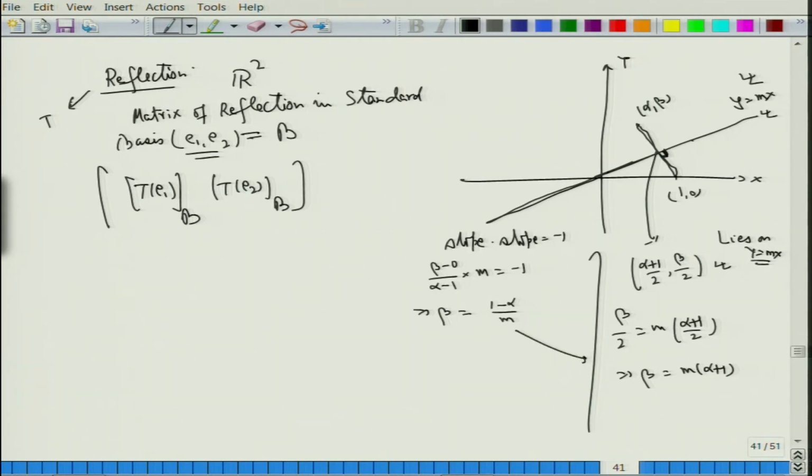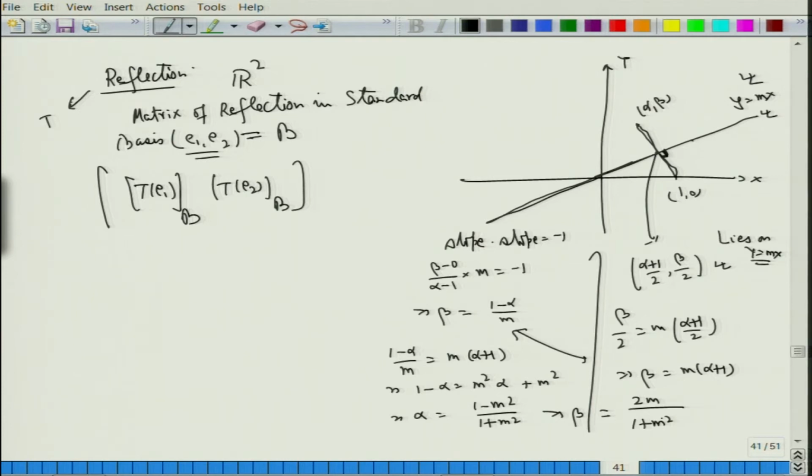So, these two together will imply that (1 minus alpha) upon m is equal to m times (alpha plus 1), which implies 1 minus alpha is m square alpha plus m square, which implies alpha is equal to (1 minus m square) by (1 plus m square), and this will imply that beta is equal to, so m and m will be there. So, m into 1 plus, so I hope it is 2m upon 1 plus m square.